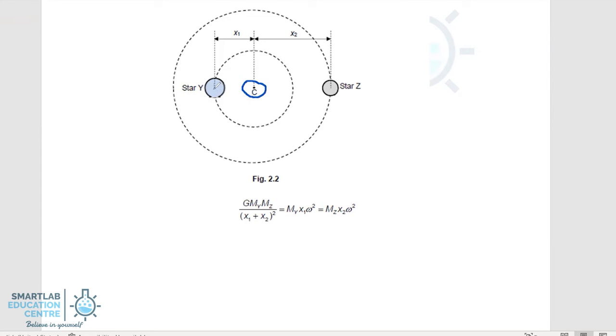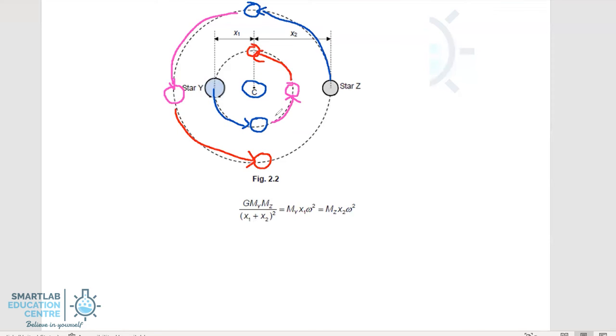Hence, you can see that when Y orbits to this position here, Z would have moved to this location here. So they are always at an equal distance away from each other. And when Z orbits to this position, star Y would have orbited to this position. Finally, when star Z goes into this position, star Y will be at this position. Again, they are the same distance apart.